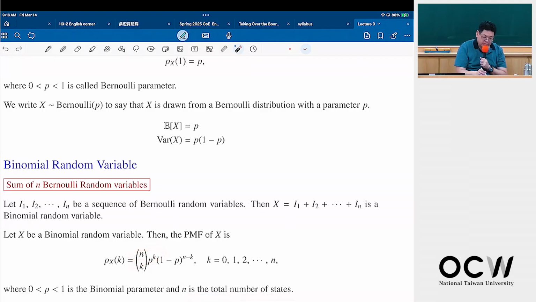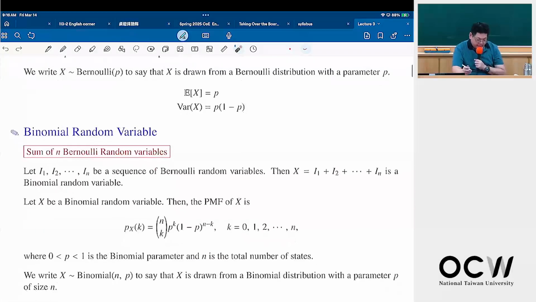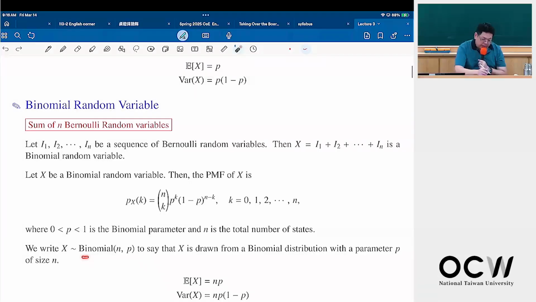I just throw the coin 3 times, 5 times, or I send signals that are either 1 or 0, and I send them 100 times. That will be your N. And then we write it as binomial N and P. If we say this is a binomial random variable, then we need to know N and P, the total number of trials and the binomial parameter. So X is drawn from the binomial distribution with the parameter P and the size N. You can think of N as the size.